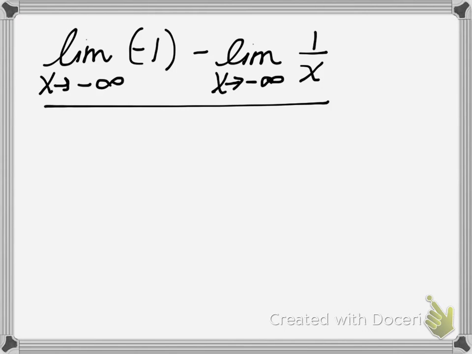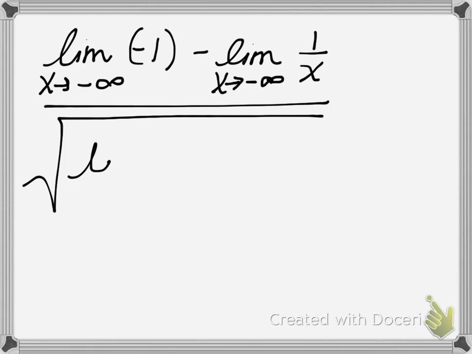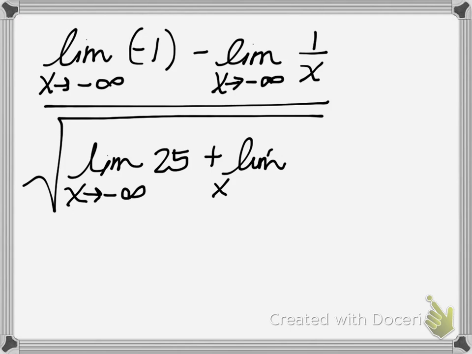And the denominator will use the root law, which allows us to compute the limits inside of the square root and compute the square root at the end. So we'll have the square root of the limit as x approaches negative infinity of 25 plus the limit as x approaches negative infinity of 1 divided by x. So we now have 4 limits to compute.